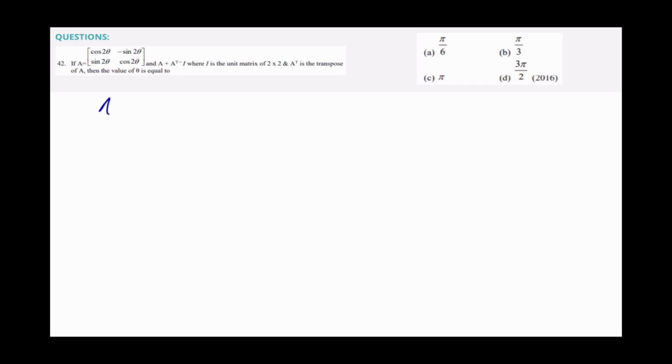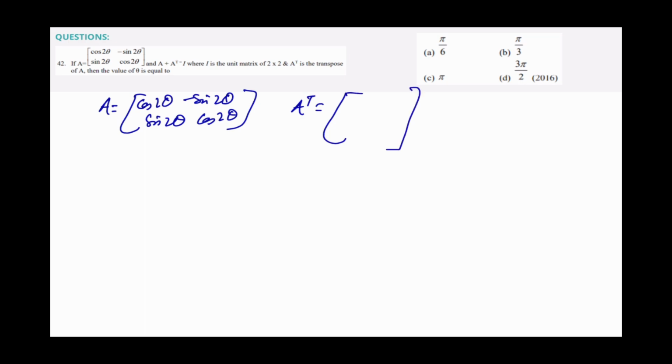Next question. Here A is given as cos 2 theta, minus sin 2 theta, and cos 2 theta, correct? And A transpose is what? A transpose will be the same thing, correct? 2 cross 2 only. So this will be cos 2 theta, minus sin 2 theta. Okay. And what do you say? This one will be sin 2 theta, cos 2 theta.